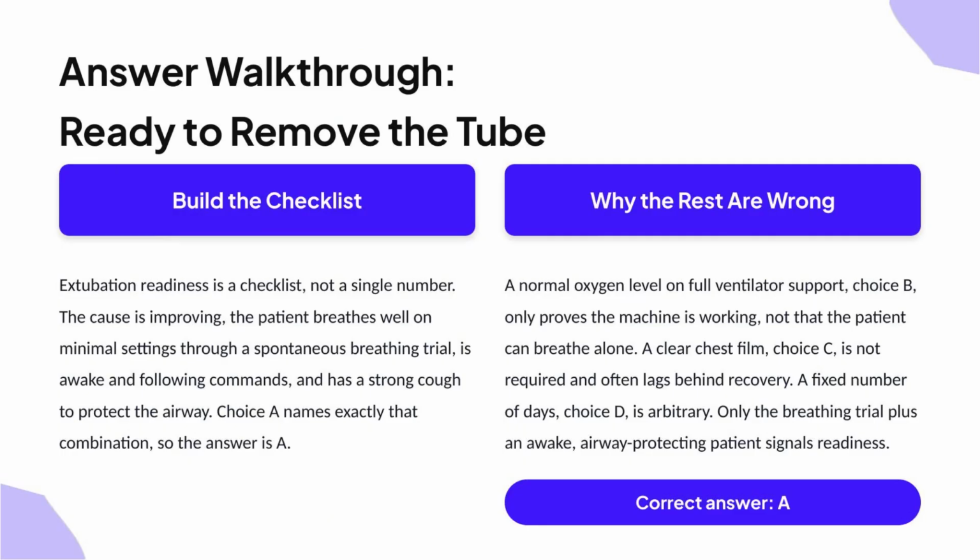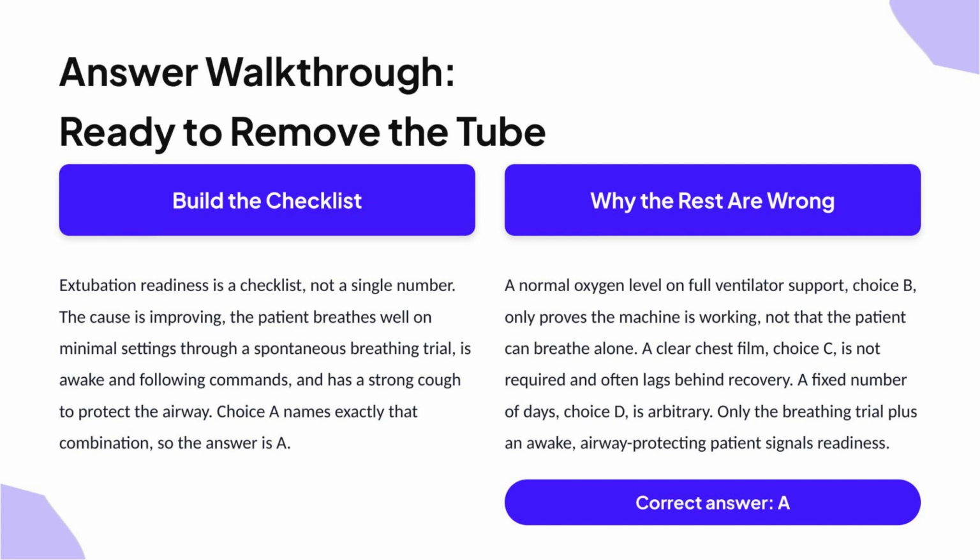Build the checklist. Readiness to remove the breathing tube is a checklist, not any single number. Run through it. The underlying cause is improving. The patient breathes well on minimal settings and tolerates a spontaneous breathing trial. The patient is awake and following commands, and the patient has a strong cough to protect the airway. Choice A names exactly that combination, so the answer is A.